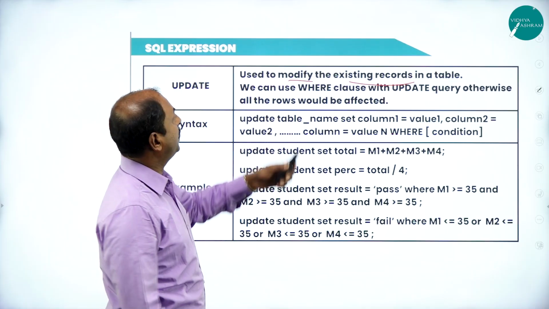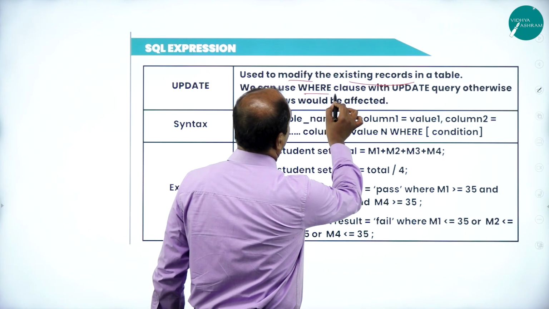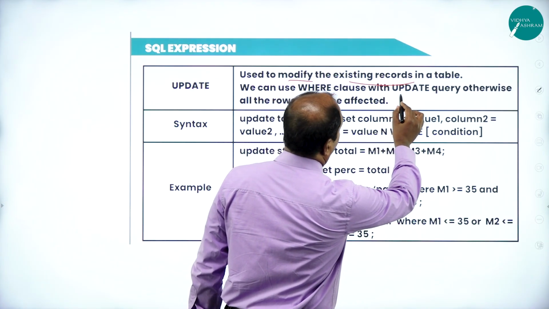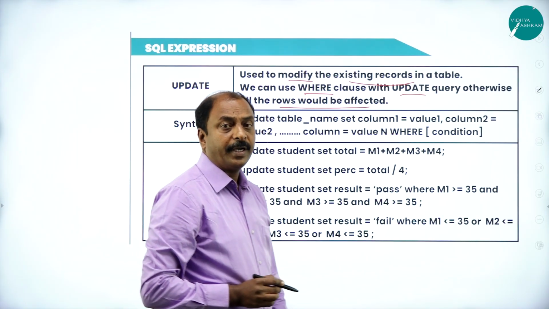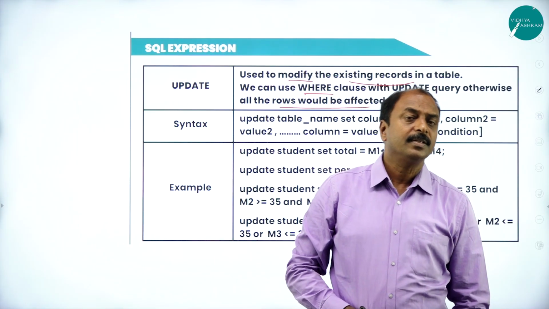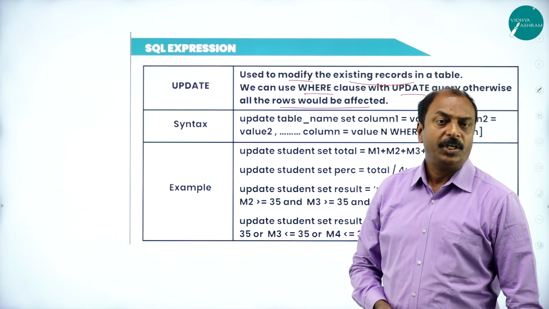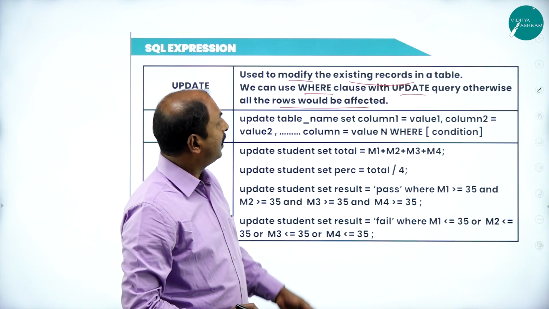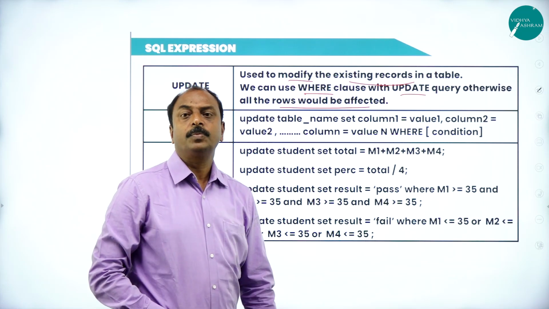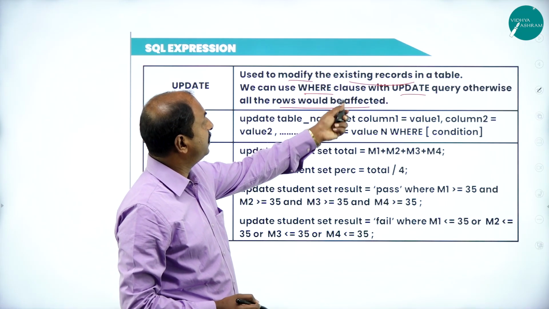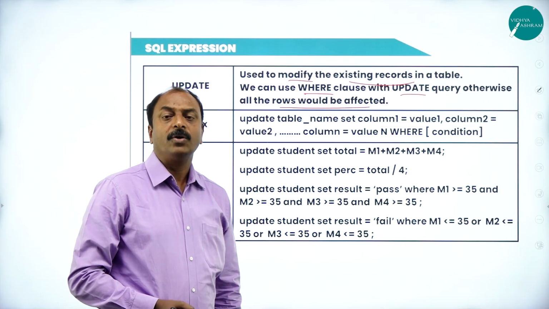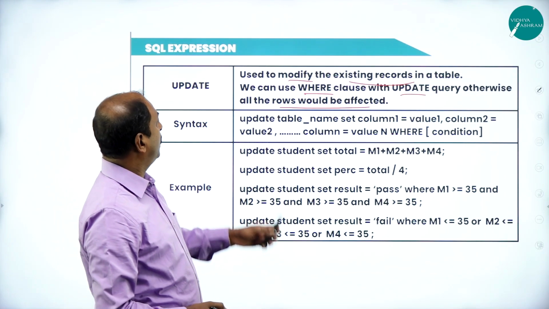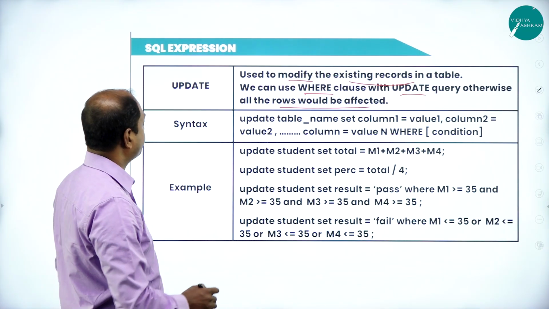So here we can use where clause with update query, otherwise all rows would be affected. So update command is used to modify the record in a table, and if we use where clause, we can update only a selected record. Suppose if we don't use where clause in this update command, it is going to modify the entire record, all the records in a table. Now look at the syntax of that.